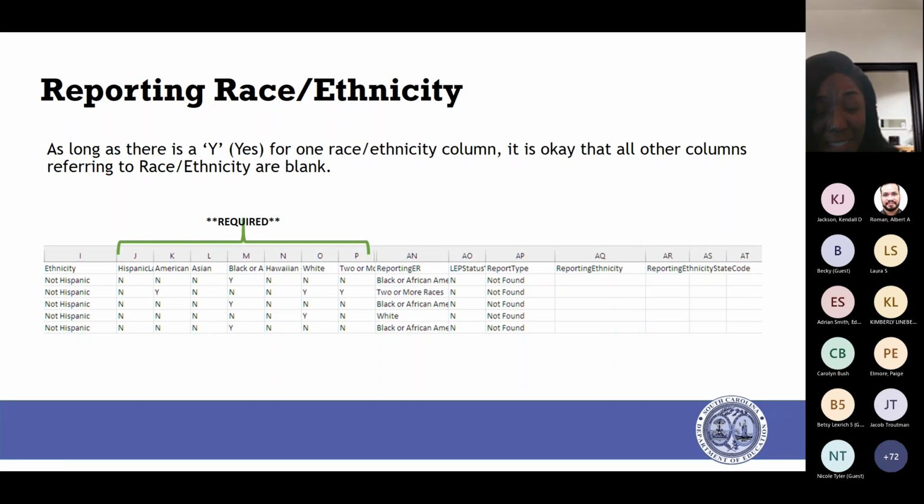The reporting race ethnicity, I did want you guys to see that as long as the individual race ethnicity has at least one yes, and the reporting ethnicity and reporting state code are blank, it is okay because we can get the information we need from one of the 7 individual fields. So don't be alarmed when you look at your indicator 14 report and you see the reporting ethnicity state code and reporting ethnicity blank. It is okay to go ahead and submit your report.